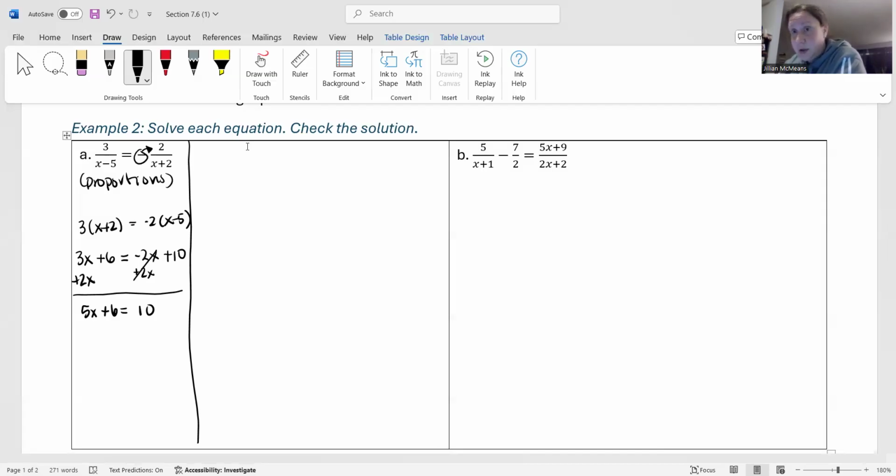Now, I want to get the 5x term by itself. The issue is plus 6, and I move plus 6 by subtracting. So I subtract 6 from each side. 6 minus 6 is 0, 5x plus 0 is just 5x, and 10 minus 6 is 4. At this point, I have 5x equals 4. I want to get the x by itself. The issue is the multiplication of 5 and x. I undo that with division, so I divide both sides by 5. 5 divided by itself is 1, 1 times x is x, and 4 divided by 5, we're just going to leave in fraction form.